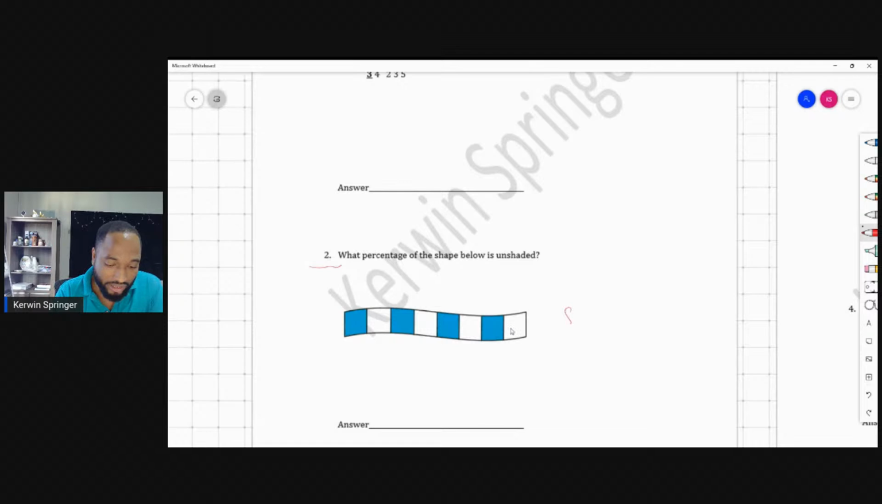There are 8 parts, and 1, 2, 3, 4 of the 8 is shaded and 4 of the 8 is unshaded. So there is 4 eighths, which is equal to a half, and a half as a percent is 50%.